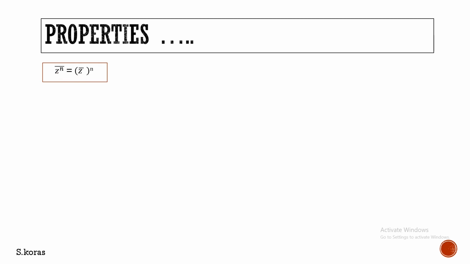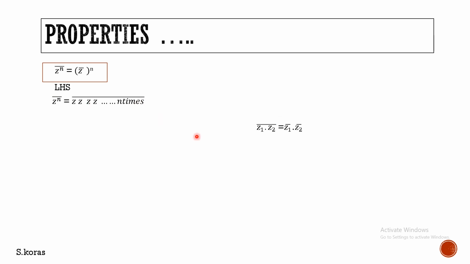Let us try to prove it. Let us take the left hand side, that is (z power n) the whole bar. z power n means z into z into z up to n times, and we have taken the whole bar. So we have a property, that is (z1 into z2) the whole bar is equal to z1 bar into z2 bar. The same thing you have to do here.